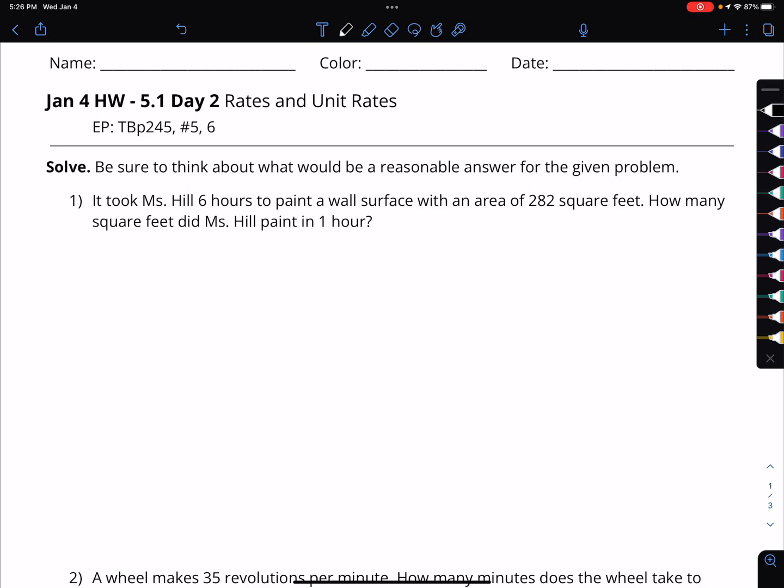Here we are again at the start of another chapter. This is Chapter 5, Lesson 1, Day 2, the homework for January 4th. So this is working with rates and unit rates. Extra practice can be found on textbook page 245, numbers 5 and 6.